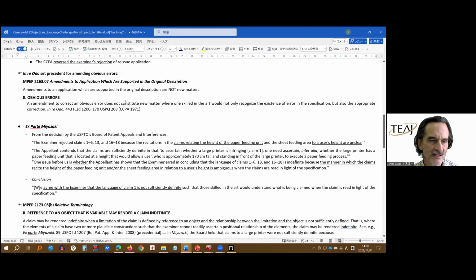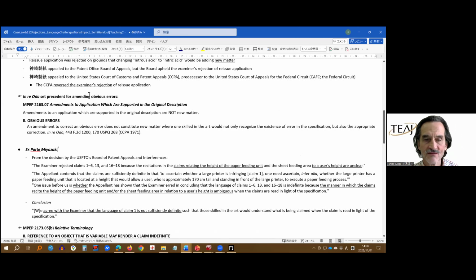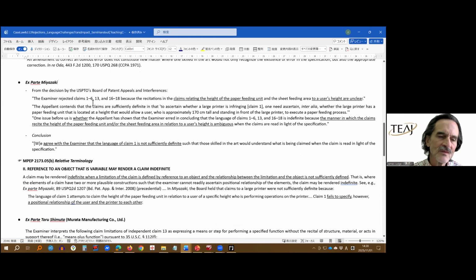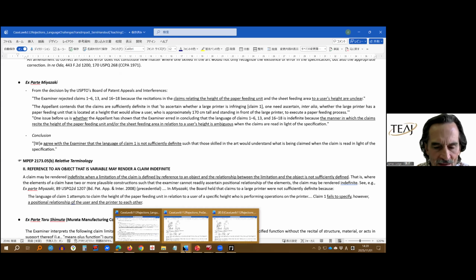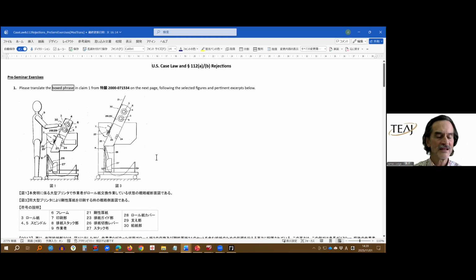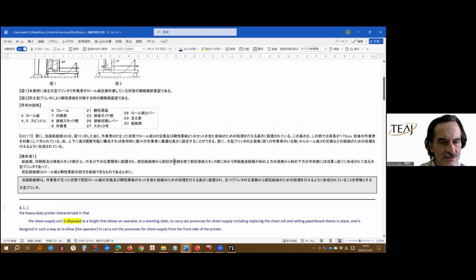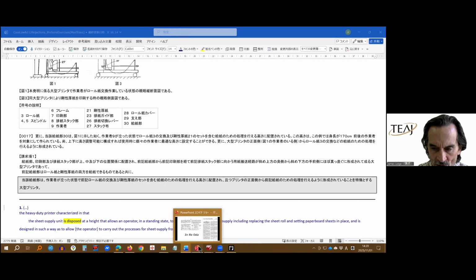So right now, we've looked at one of the early precedential cases that involved Japanese translation. Now I'll look at a much more recent precedential case, Ex parte Miyazaki. And that particular case was in today's pre-seminar exercises. I think before I look at the translation issue, I will just briefly explain Ex parte Miyazaki.